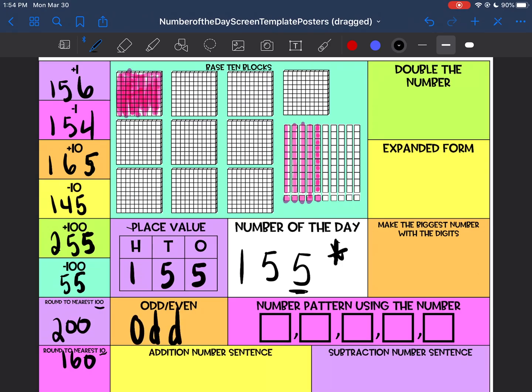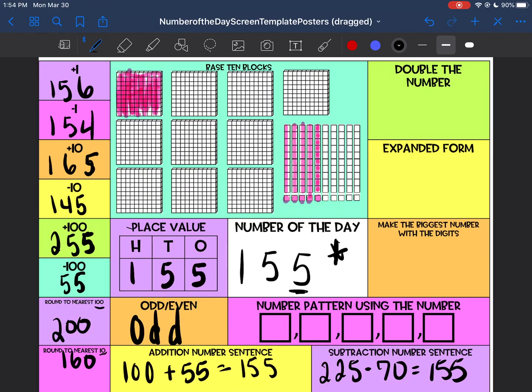Next, addition number sentence. I can come up with any number sentence as long as it adds together to equal 155. So I'm going to do 100 plus 55. Subtraction number sentence. I can come up with any subtraction sentence that equals 155. I'm going to do 225 minus 70 equals 155. You could come up with any number sentence that you want to, as long as it equals our number of the day. We have 4 more boxes.